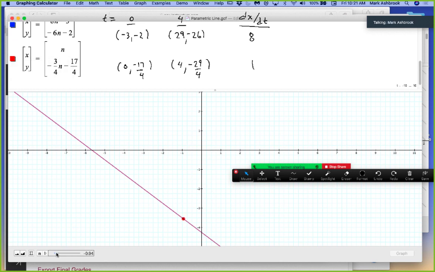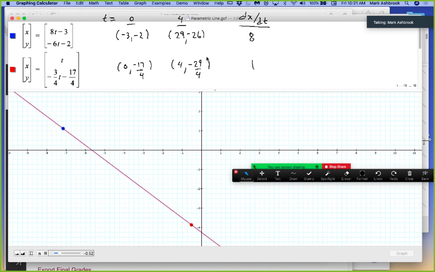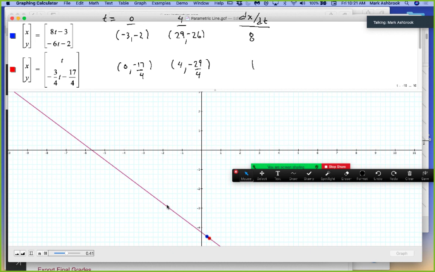And so watch what happens. The red is the second. The blue is the first. So as t increases, x changes 8 times as much as the change in t for this graph, for this version of the function.